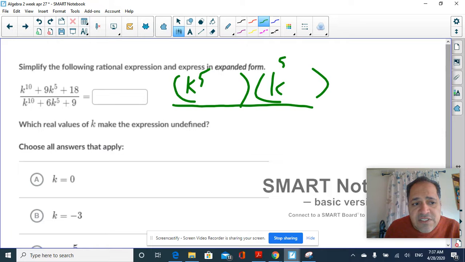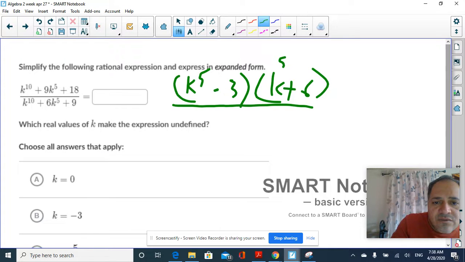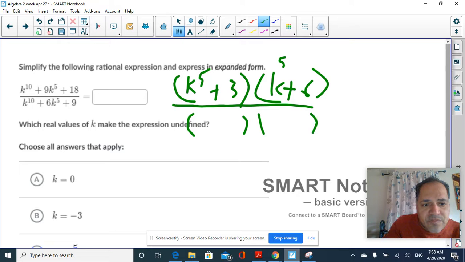What next? What are the factors of 18? 2 times 9. Does 2 times 9 give you 9? No. What else? Yes, 3 and 6. Good job. 3 and 6 give you 9. What about the bottom? k to the power 5, k to the power 5. Yes, 3 and 3. Good job.